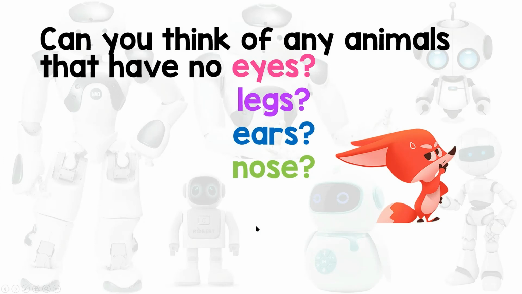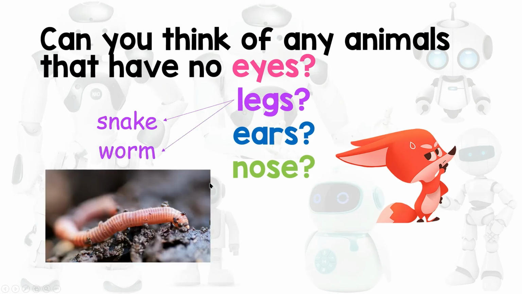Now, can you think of any animals that have no legs? Yes, the snake. And what else? The worm. Here's a picture of a worm. A worm does not have any legs.